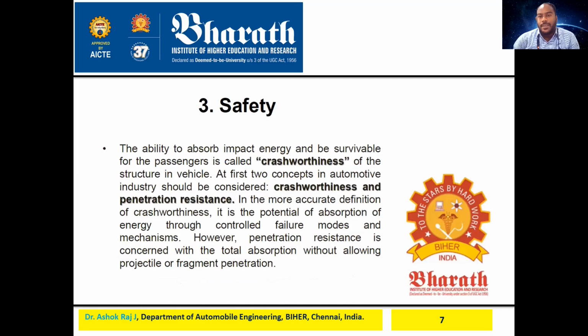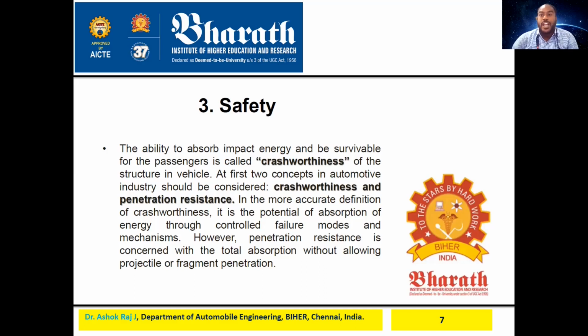And the third one is safety. We are thinking about the cost, availability, material selection, everything. Finally, it should come to safety. If you think only about money or only about material selection, the third one will kill you while doing the final selection of your materials. The ability to absorb the impact energy and the survival of the passenger is called crashworthiness. That is the most important word for the structure of a vehicle.